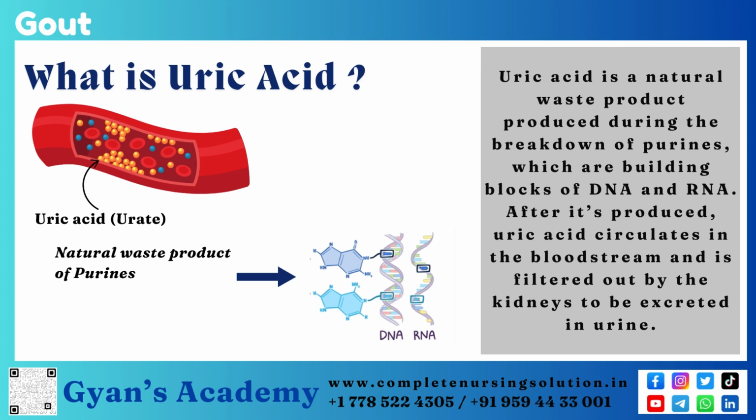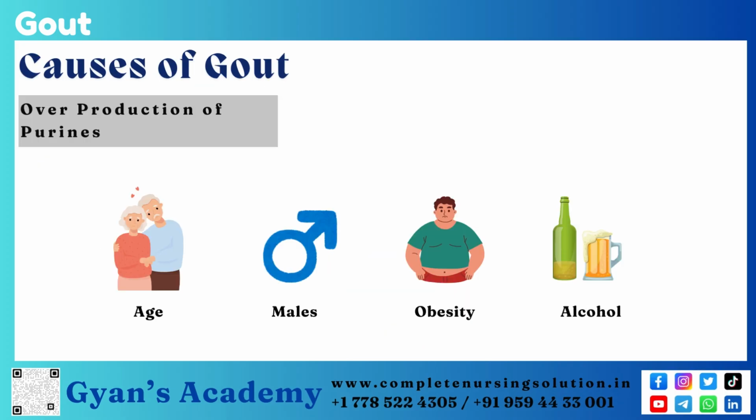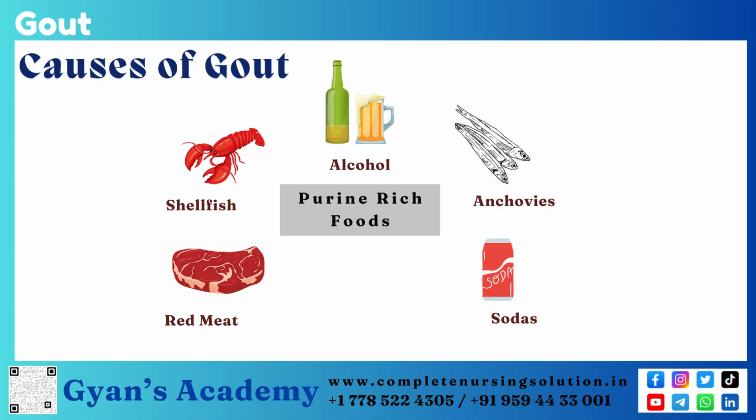Causes of gout include overproduction of purines. This can happen due to factors like increasing age, male sex, obesity, alcohol consumption. Overproduction of purines can also occur with increased consumption of purine-rich foods such as shellfish, alcohol, anchovies, and red meat, as well as high-fructose corn syrup-containing beverages such as sodas.